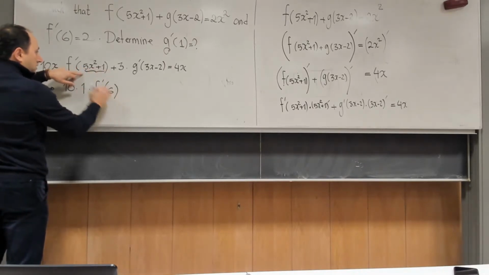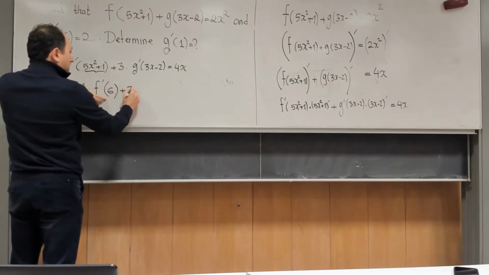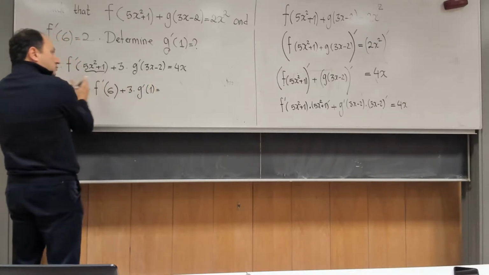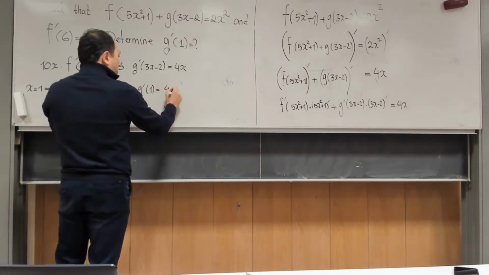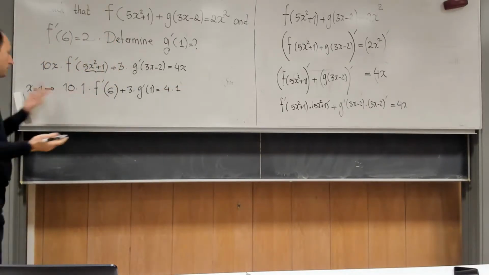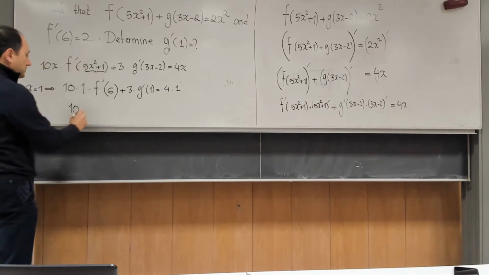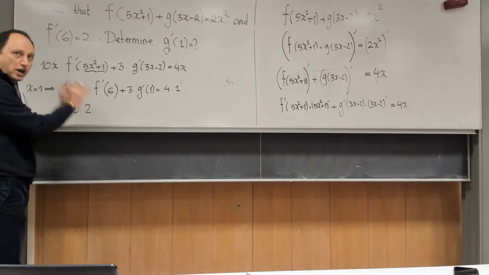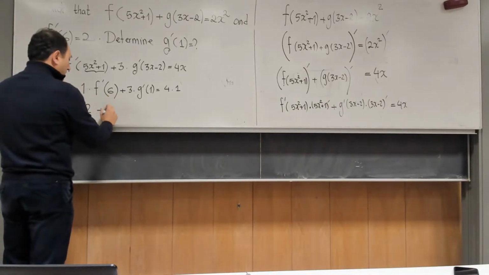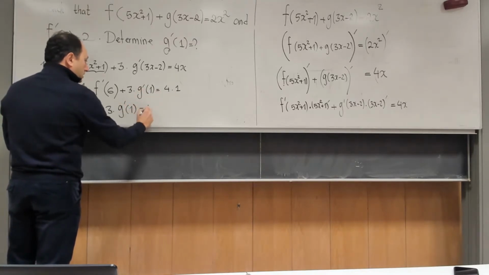6. Agree? If I put 1 here, it becomes 5 plus 1, plus 3 times g prime. If I put 1 here, it becomes 1. When I put x equal to 1 on the left-hand side, I have to put x equal to 1 on the right-hand side as well. Yes? And then what happens? 10 times 1 is 10. And then f prime of 6 is given to you in the problem. So this problem has been fine-tuned for these numbers. Okay? And then plus 3. And the g prime is my question mark. And then on the right-hand side, I have 4.